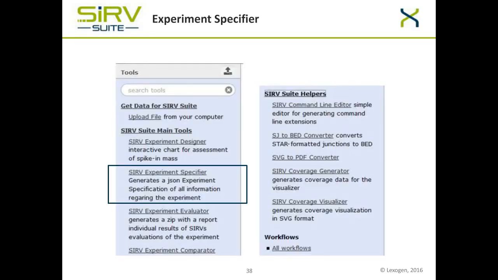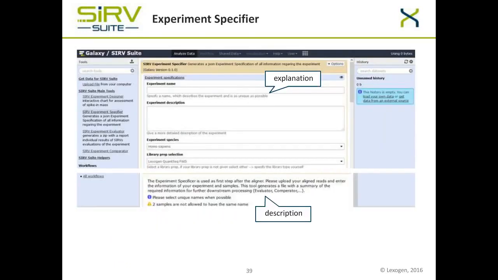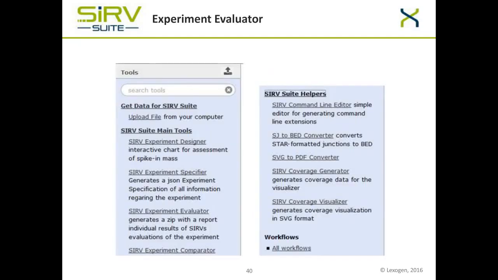And then you have to enter the metadata for this particular experiment. So this is pretty much self-explanatory. You have to give the experiment a name, which library prep you used, and so on. You will get all kinds of help, either directly in the form on the bottom of the page, and there's also a user guide available for the SERVE suite and the help file.